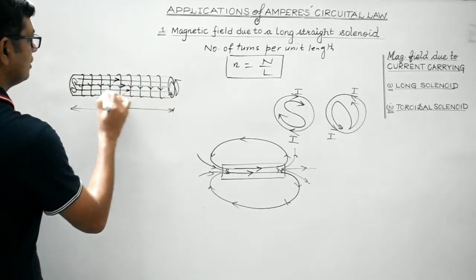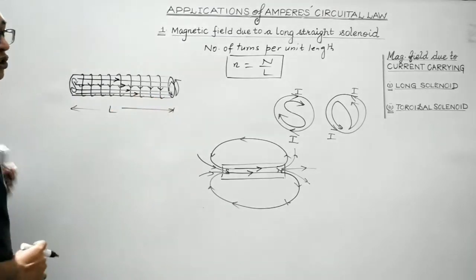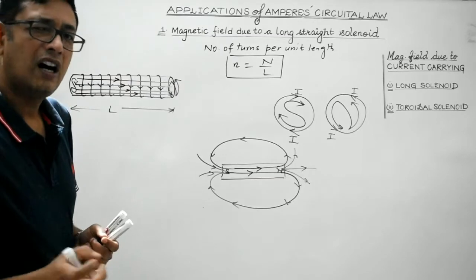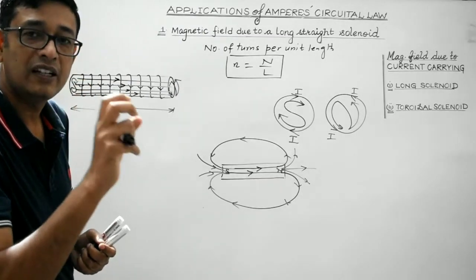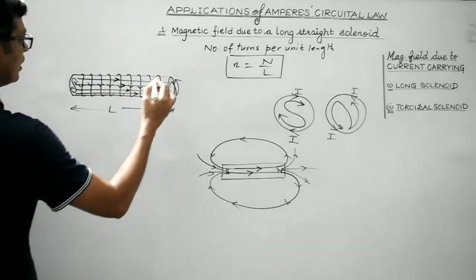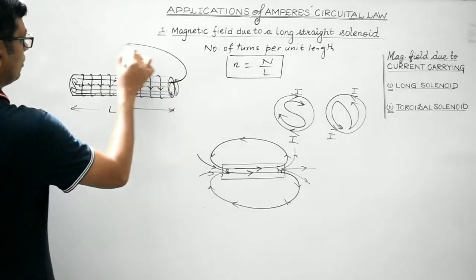And in case it is a long straight solenoid, the magnetic fields inside the solenoid are almost perfectly parallel and equally spaced. And outside the body of the magnet, it will be like this, from north to south.